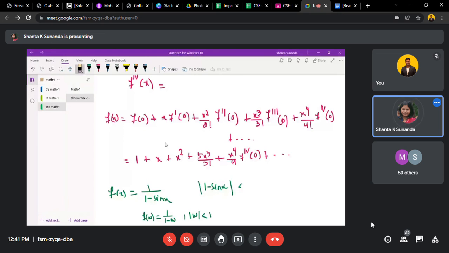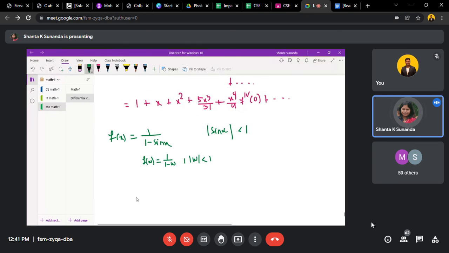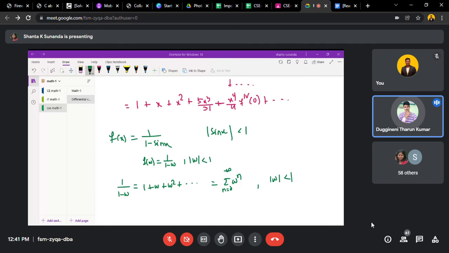We need only the sin x value, so modulus of sin x is less than 1. Now you know the series expansion of this one, you can use this one, and this is for omega less than 1. So what will be the series? It's a geometric series, or you can write it as sum of omega power n. You remember this one? Yes, ma'am. It is the binomial series, for modulus less than 1.